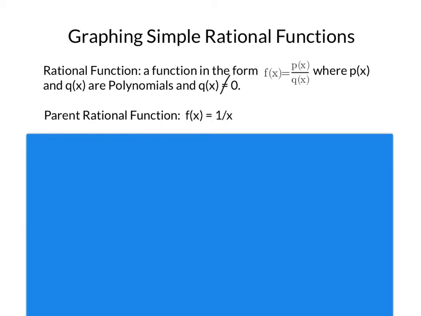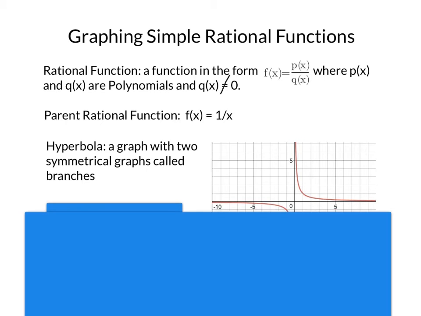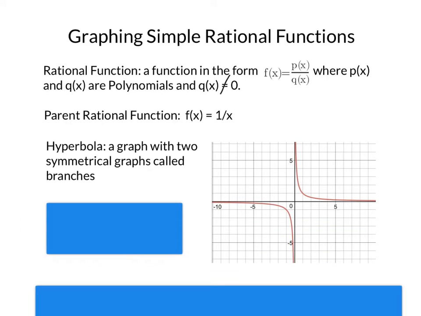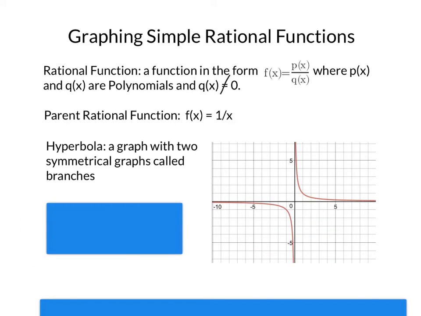The parent rational function is the function f of x equals 1 over x. The shape that a rational function makes when graphed is called a hyperbola, which is just a graph with two symmetrical parts called branches. Please take a moment to pause this video and write down those two definitions and sketch an example of a graph of a hyperbola.